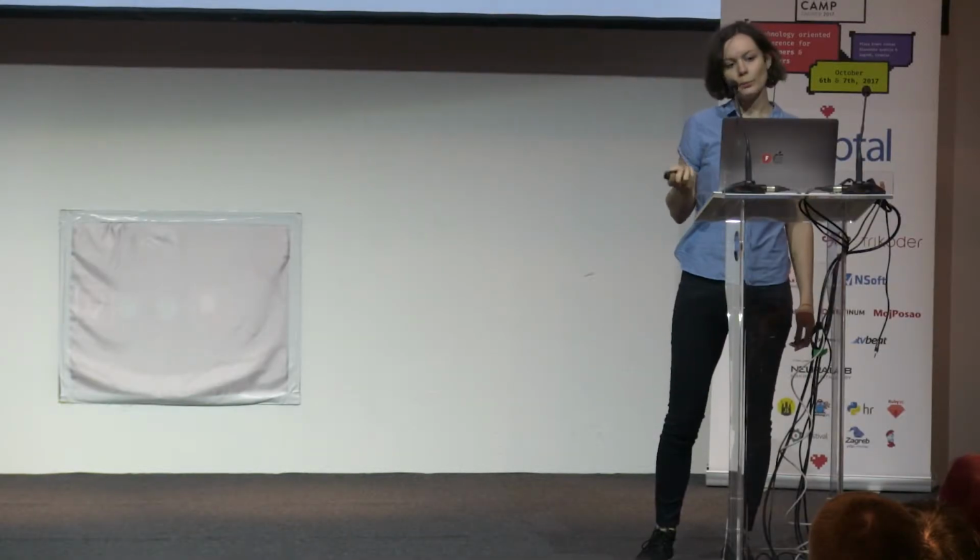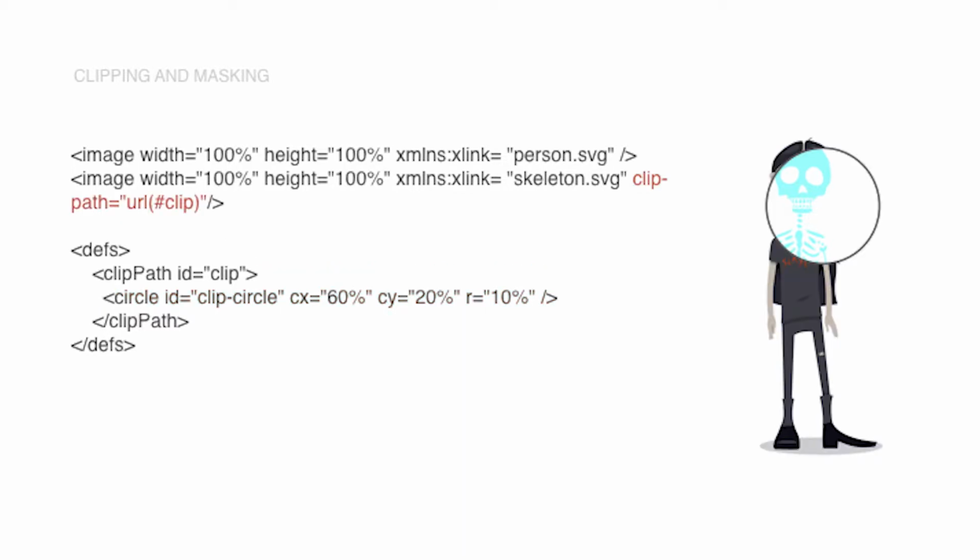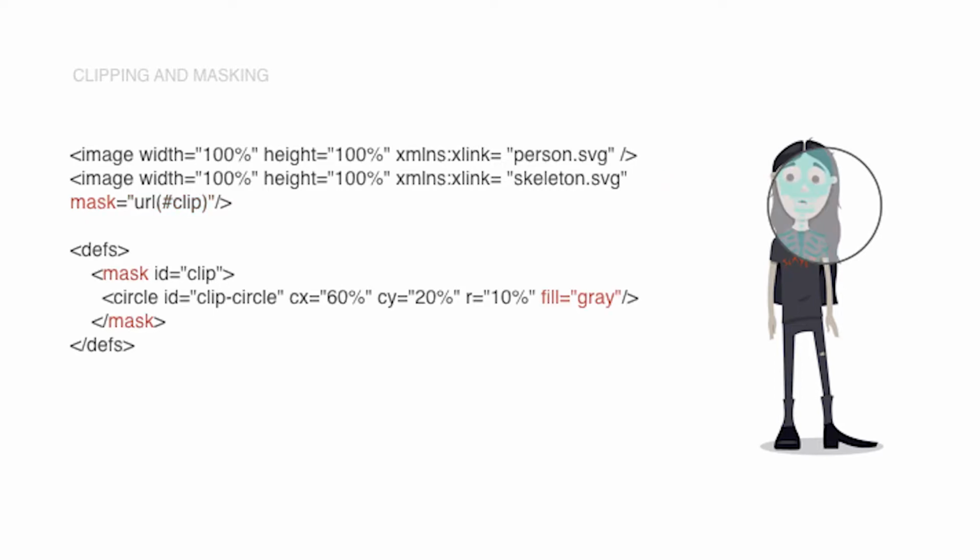Now, if we want to make it into a mask, the thing is, clipping is not masking. With masking, you can do things like clipping, but for masking, there's a whole gray area, and clipping is just either there or it's not. So we can put a gray fill on the circle, and we will get this little transparency. We also can use images or gradients or patterns, all goes.